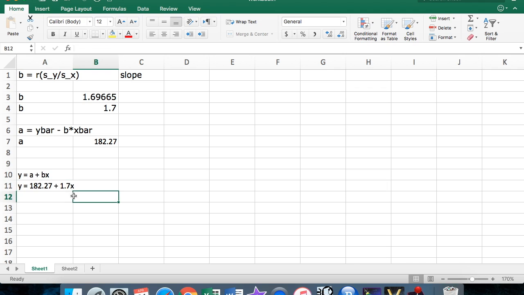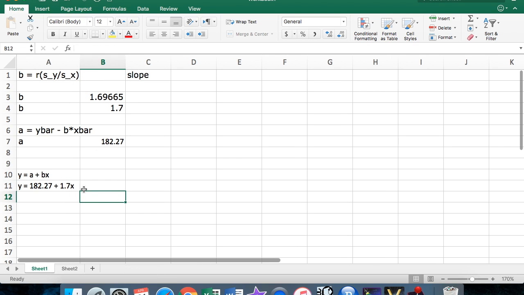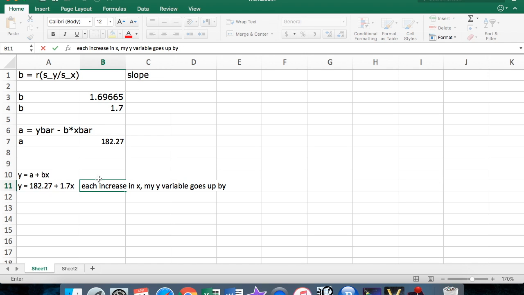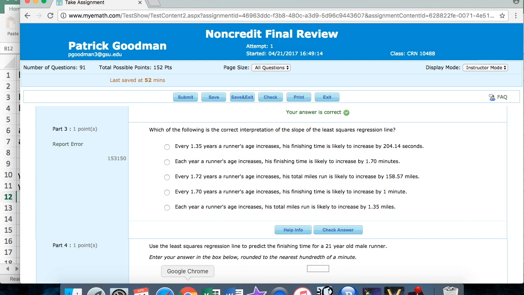So look at this. So this is what it's asking. All right, so it's asking, how does my slope change my y? Well, look, if I put x equals 1, my y goes up by 1.7. If x equals 2, my y goes up by 1.7 times 2, right? So 3.4. So in other words, for each increase in x, my y variable goes up by the slope, so by 1.7. So that's what we're going to say.